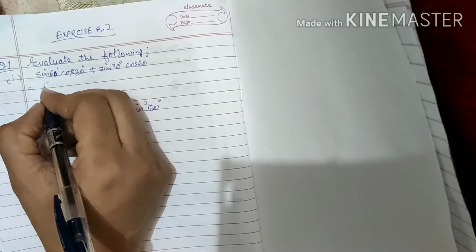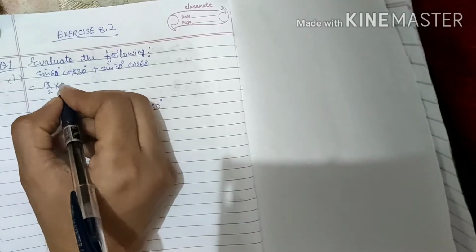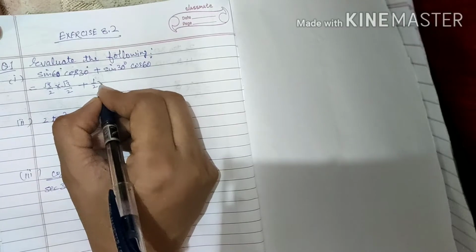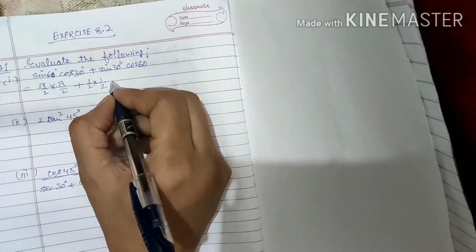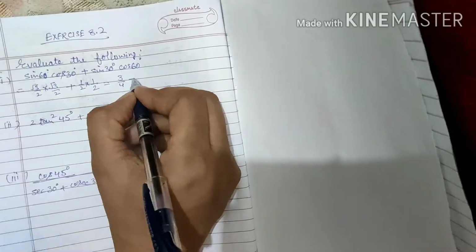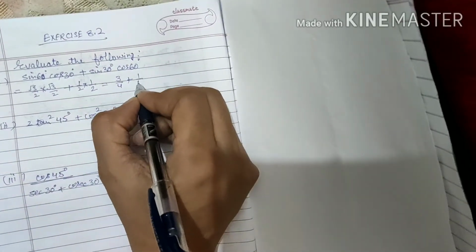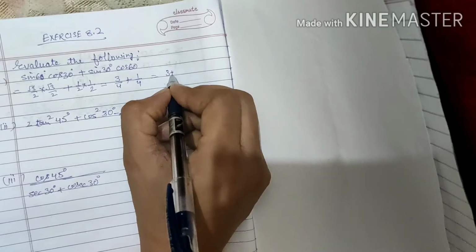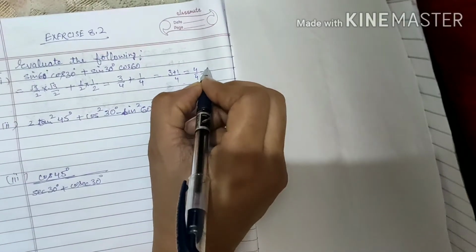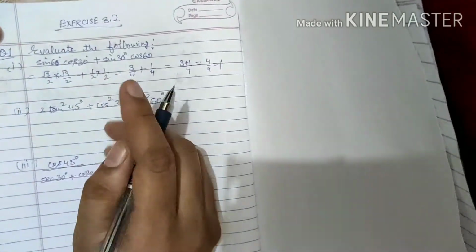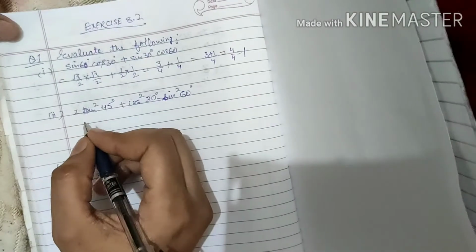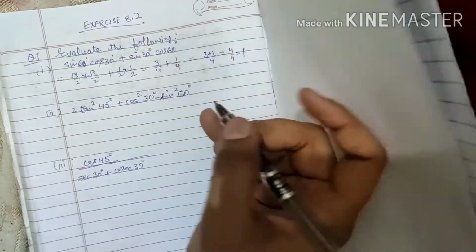Sin 60 is root 3 by 2 and cos 30 is also the same, root 3 by 2, plus sin 30 is 1 by 2 and cos 60 is also 1 by 2. So let's multiply this. Root 3 into root 3 is 3, 2 by 2 is 4, plus 1 into 1, 1 by 4. This is 3 plus 1 by 4, equal to 4 by 4, that is equal to 1. So its answer is 1. If you know the trigonometric values, you can solve every question in just a few seconds.